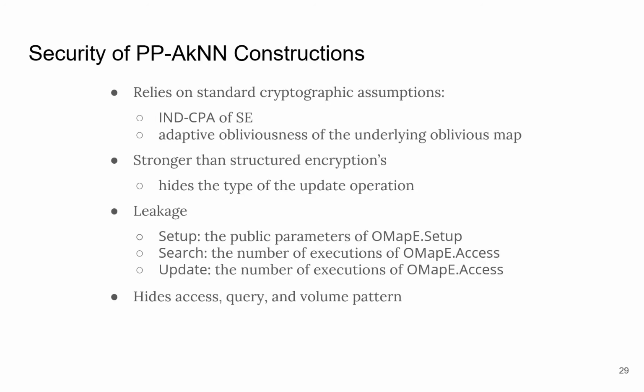We prove the security of our PPA-KNN constructions relying on NCPA security of the underlying standard symmetric encryption scheme and adaptive obliviousness of the underlying oblivious map. The leakage profile contains the setup leakage, which are the public parameters of Omap setup. Both search and update leak the corresponding number of executions of Omap access.